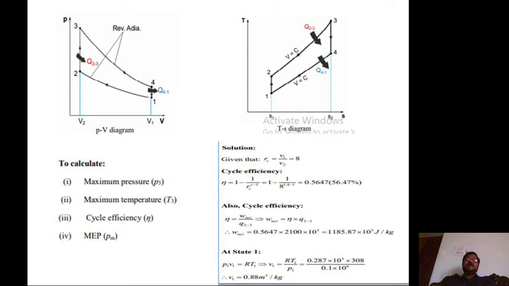Given that here the compression ratio rc, V1 by V2, is equal to 8, and cycle efficiency you can calculate by this compression ratio. Cycle efficiency is 1 minus 1 by rc raised to the power of gamma minus 1. It is 56.47%. First thing you have calculated. Here if you calculate this, you will get the 2 marks.